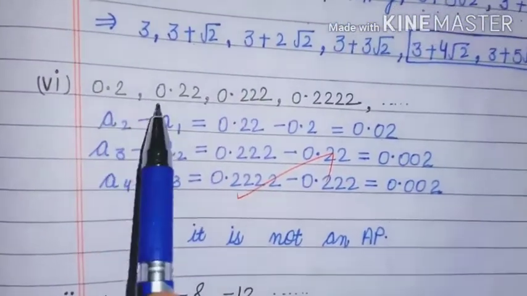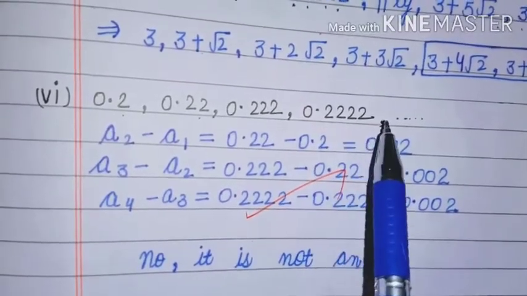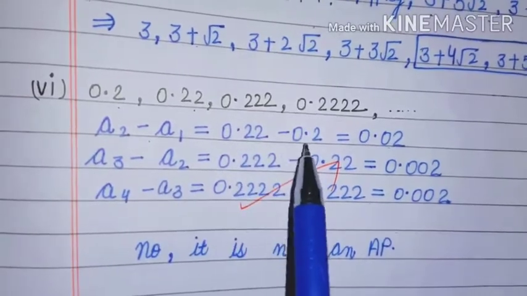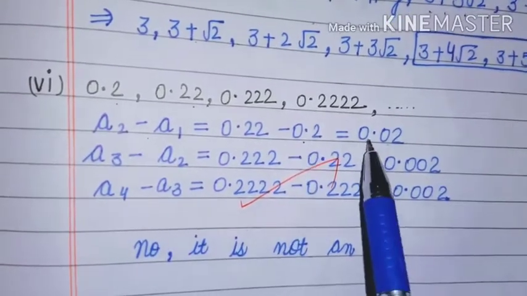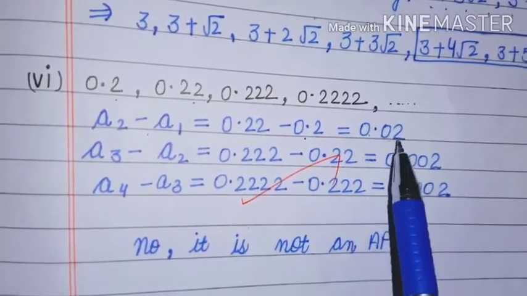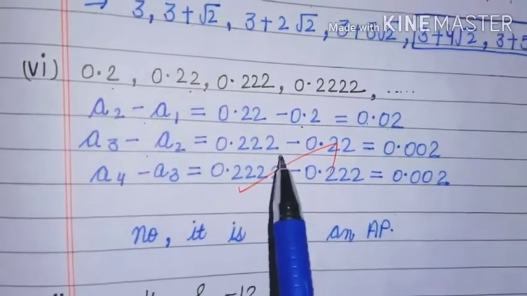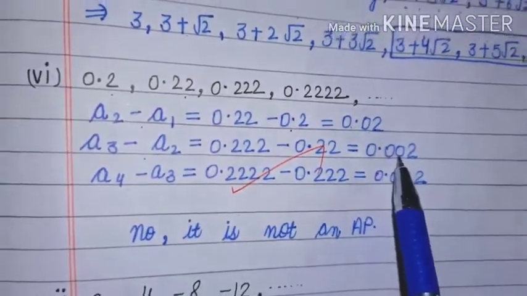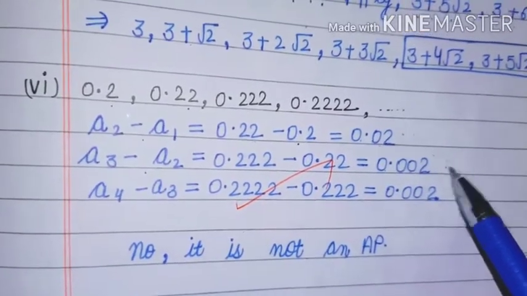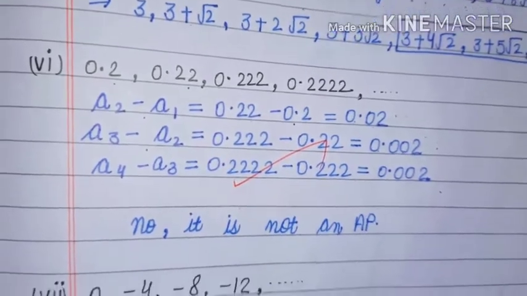Next part, beta: 0.2, 0.22, 0.222 and 0.2222. Again we will find D, A2 minus A1, 0.22 minus 0.2, you will get 0.02. You know very well beta how to subtract these decimal terms. A3 minus A2, when you subtract, you will get 0.002. It means the common difference is different in both cases and in the next case also. So it means this is not an AP, beta.